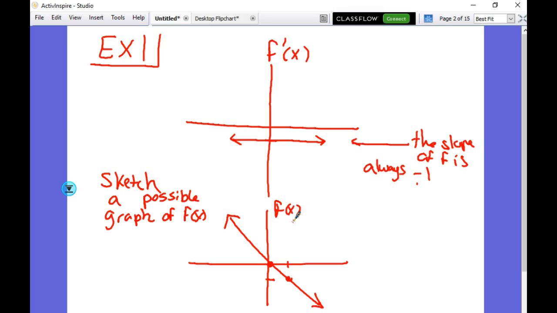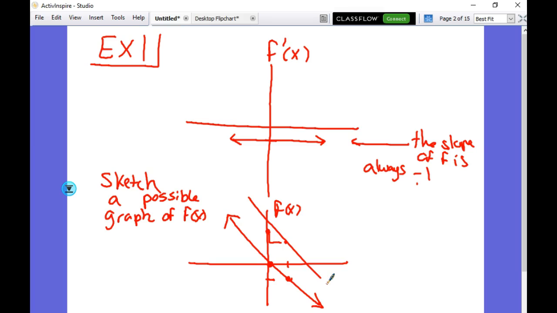Now I say possible because I did something that maybe just seems natural and intuitive to you, but I started at the origin. Did I have to start there though? Couldn't I have started up here and gone down 1 over 1 and done that as well? Yeah. Because that also has a slope of -1, and that derivative graph would look like that still, right?